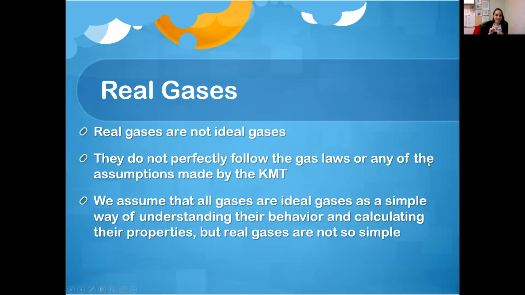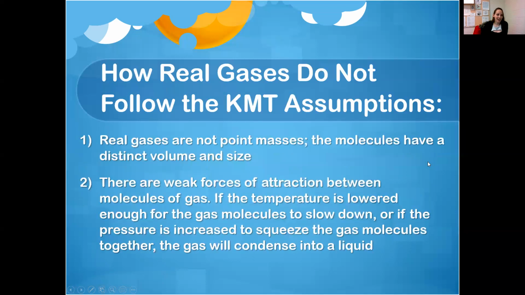Again, when you get to extreme temperatures or extreme pressures, real gases start to behave less like ideal gases, especially if we're talking about cooling gases down a lot or putting them under a lot of pressure. Then the rules really start to fall apart for our real gases. So let's look at some of the ways that real gases don't follow the KMT.